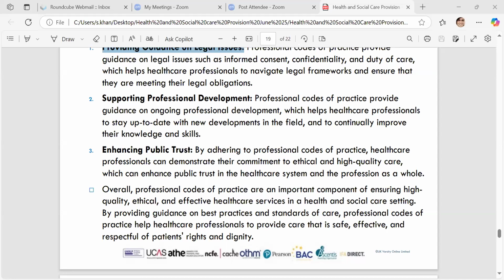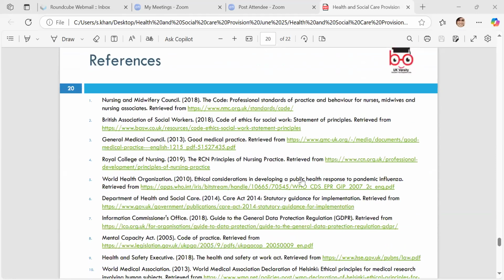These codes of practice in health and social care are an important part of ensuring an ethical and effective healthcare service and providing the best practice, ensuring that individuals are receiving high standards of care. You are following professional conduct and providing a safe, effective and respectful environment for patients' rights and dignities, and you are professional and held accountable for anything that you do. So maintaining professionalism is really important within any healthcare profession. So I think these are the references for today's session.